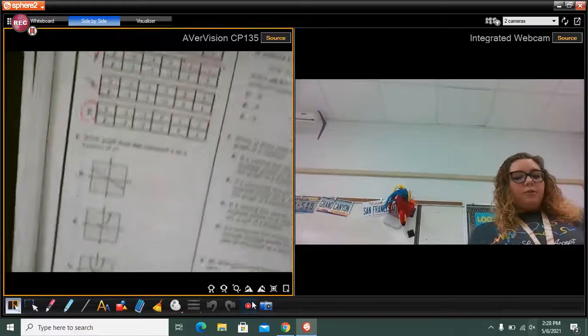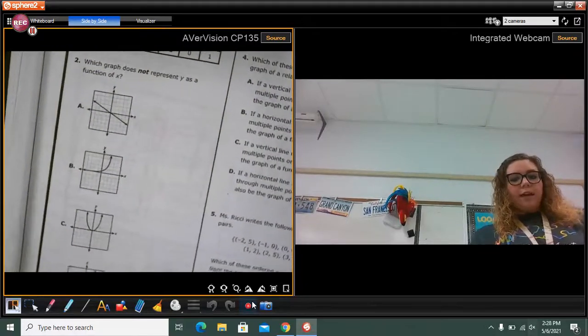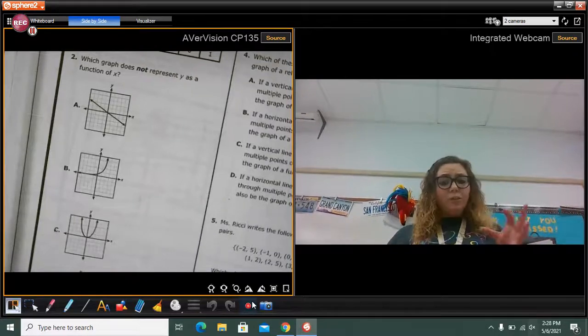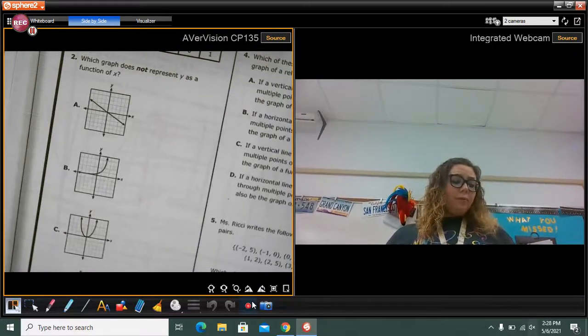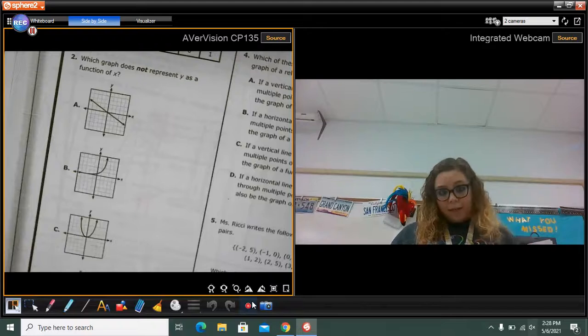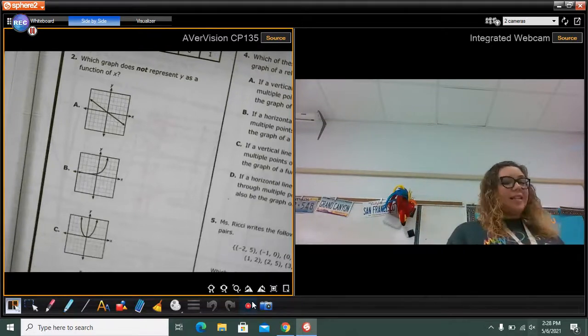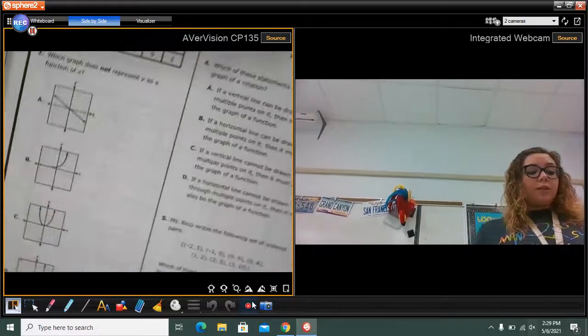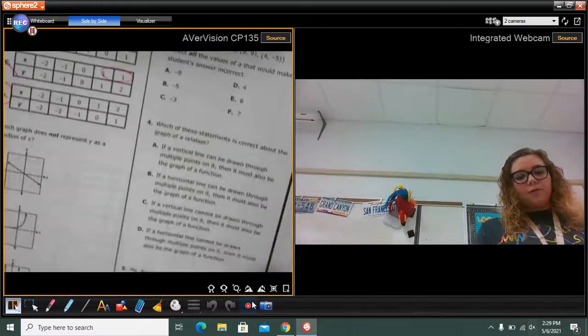Let's go to number 2. Which graph does not represent y as a function of x? Okay, the wording is a little different, but pretty much, is it a function, yes or no? That's pretty much what it is asking on EOG. They are going to probably ask you using these terms, so you need to get used to the vocabulary.